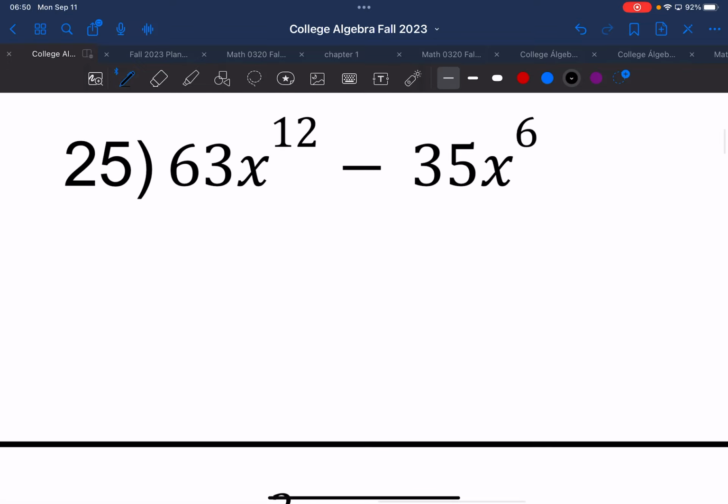Go ahead and try 25. So remember, first thing, what's the largest of the numbers? And then largest of the variables.